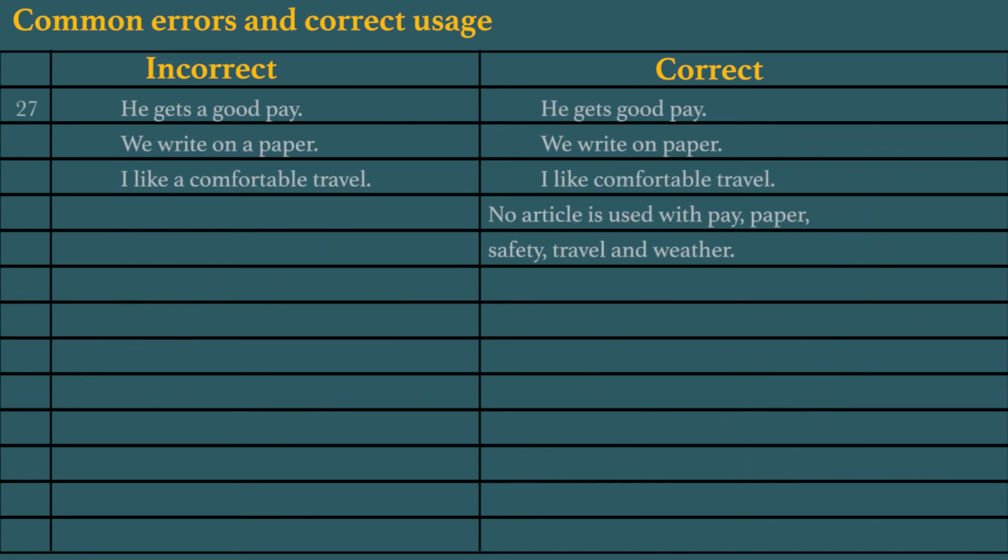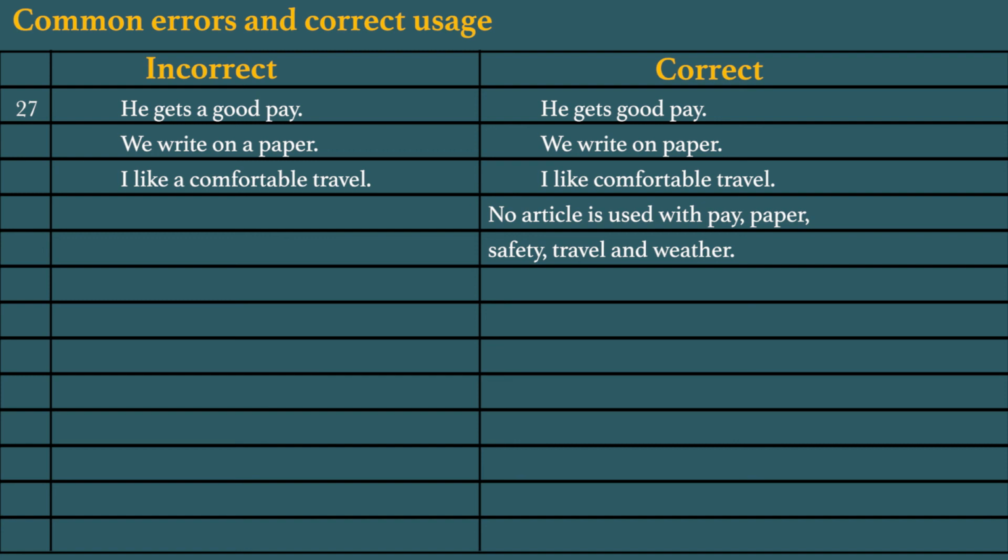The last one is he gets a good pay. We write on a paper. I like a comfortable travel. The correct one is he gets good pay. We write on paper. I like comfortable travel. No article is used with pay, paper, safety, travel, and weather.